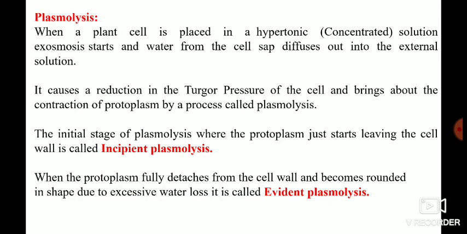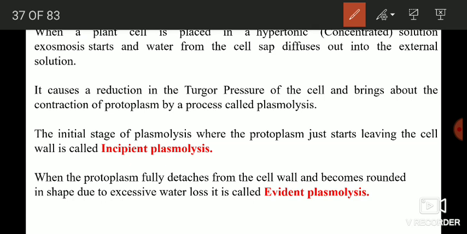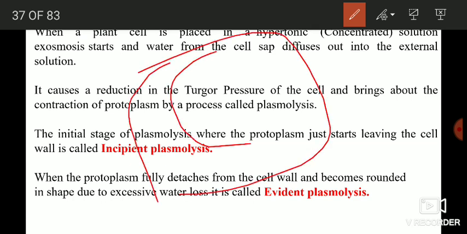Now the concept of plasmolysis. When a plant cell is placed in a hypertonic solution, I mean concentrated solution, exosmosis starts. That means osmotic withdrawal of water starts, and water from the cell sap diffuses into the external solution. It causes a reduction in the turgor pressure of the cell and brings about the contraction of protoplasm by a process called plasmolysis. So plasmolysis simply means the contraction of protoplasm of a cell.